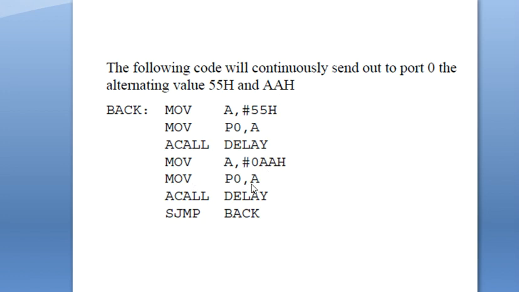Then you are going to do MOV P0, A. So here the accumulator's content will be loaded to P0. You are making these port 0 pins input and output alternately. Again you are going to call the delay, and you are going to execute this program continuously using the SJMP back. This is a short jump, and it is going to jump back to here, and this program is continuously maintained in a loop. So next we are going to see some of the other programs.